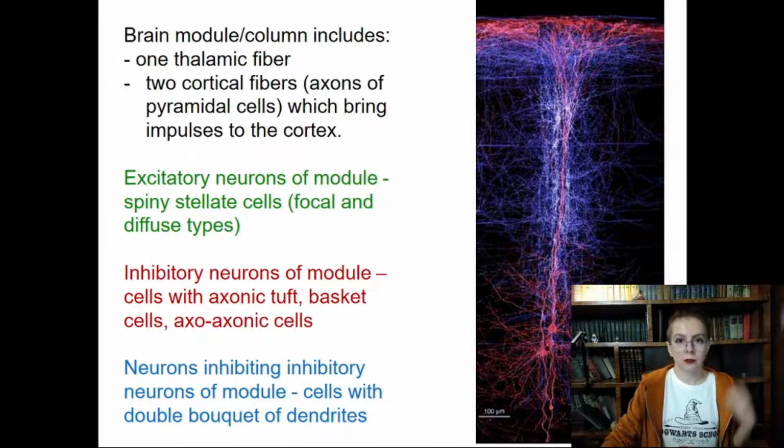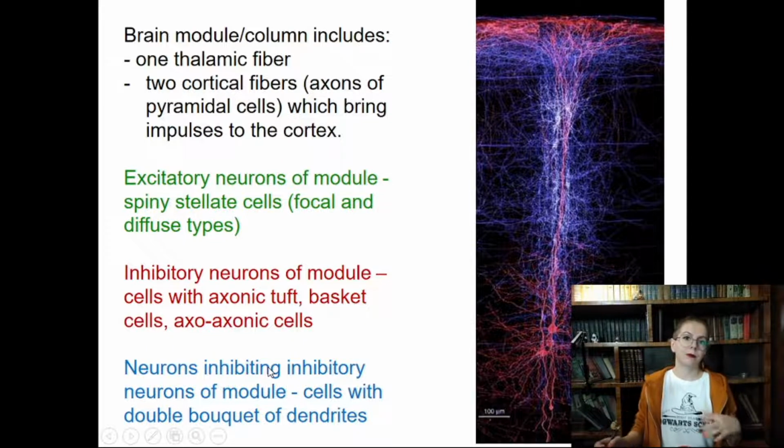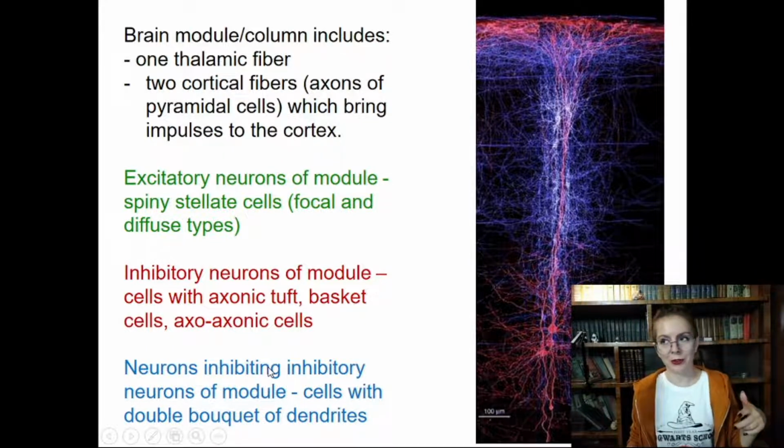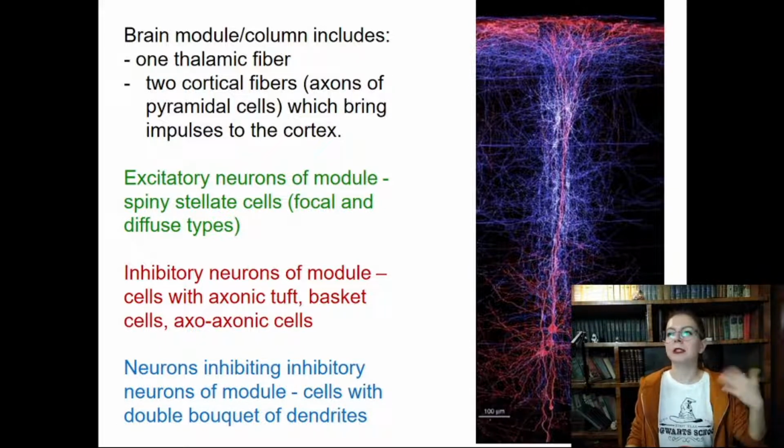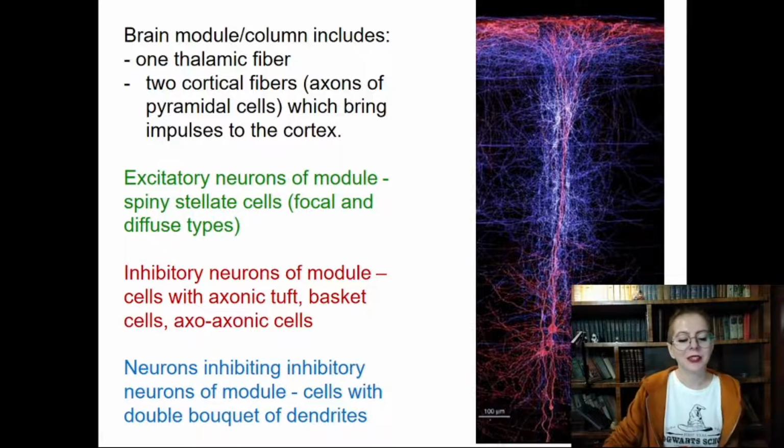Stellate means star-shaped. And inhibitory neurons, which try to inhibit, these are the cells with axonal tuft, basket cells, chandelier cells. And there is a group of neurons inhibiting inhibitory neurons. So they disinhibit. As a result, they have an excitatory effect because they inhibit the inhibitory neurons. Okay. So these are the cells with double bouquet of dendrites.